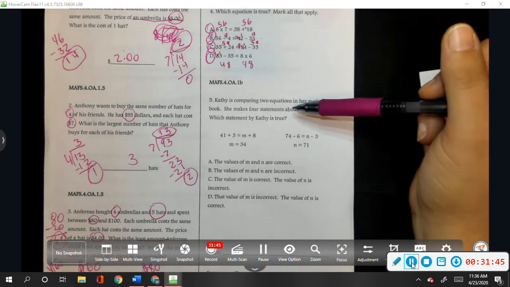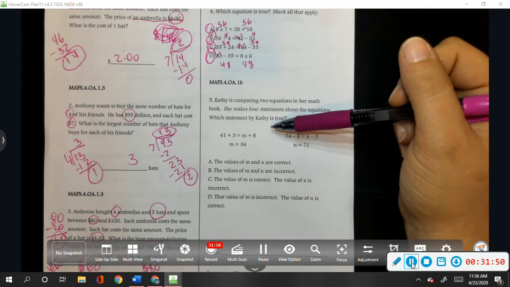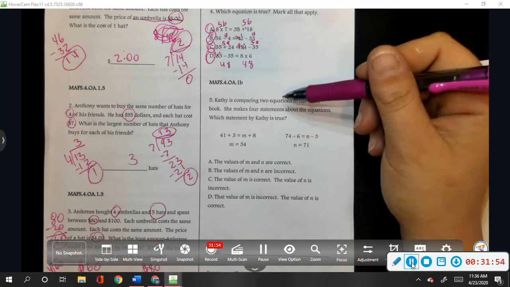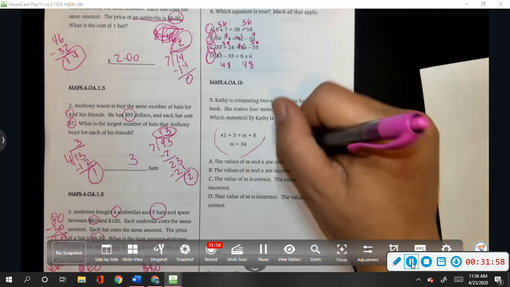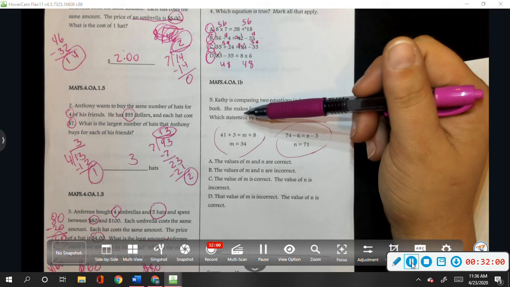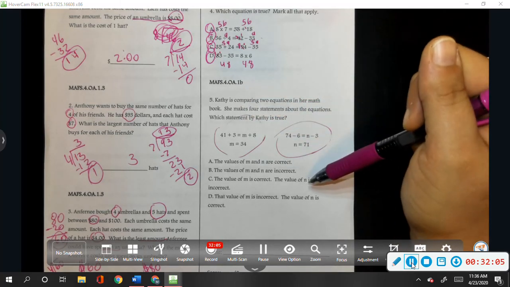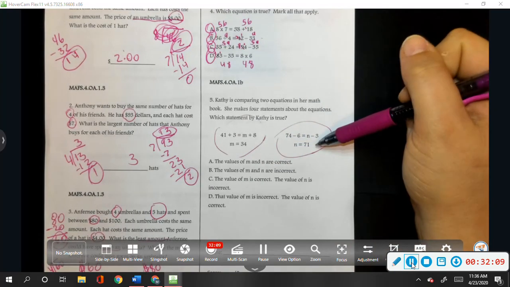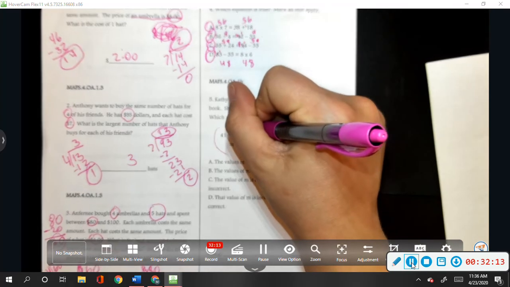Kathy is comparing 2 equations in her math book. She makes 4 statements about the equations. Which statement by Kathy is true? So she's comparing 2 equations, this one and this one. She makes 4 statements. Which statements are true? A says the values of m and n are correct. Well, we can find that out real quick by inputting the number.